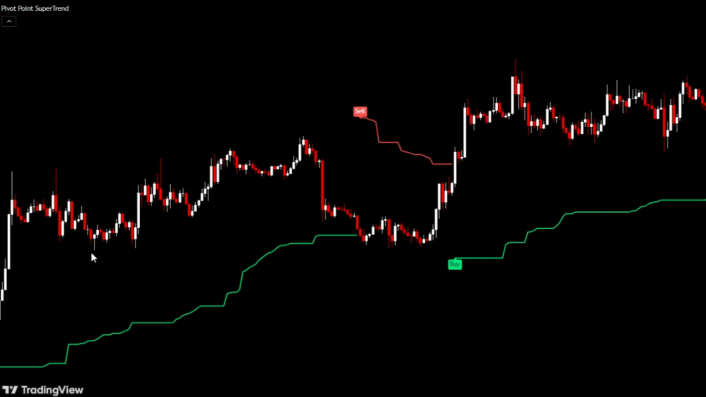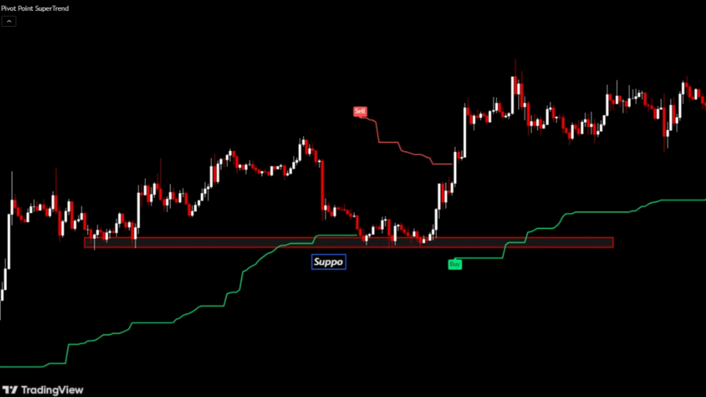Let's go back to the previous example. I drew a support zone based on the previous trend base. If price had broken below that support level, it could have added more confirmation to the sell signal. However, price never actually broke the support. Now that means the indicator may have been signaling weakness, but price action wasn't confirming it. Without a breakout and a clear change in market structure, there would be little reason to consider a trade.